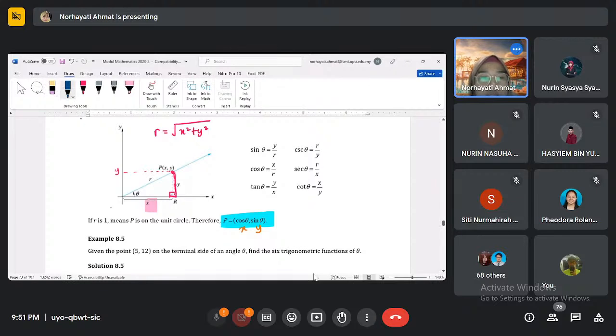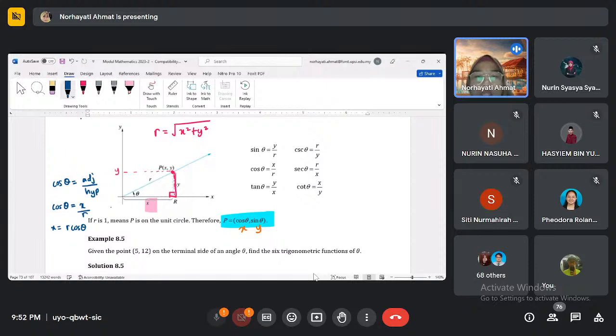X is adjacent, R is hypotenuse, therefore cos theta is equal to adjacent over hypotenuse. From this figure, adjacent is X, hypotenuse is R. Rearranging this, we get X is equal to R cos theta. Okay, X is equal to R cos theta.